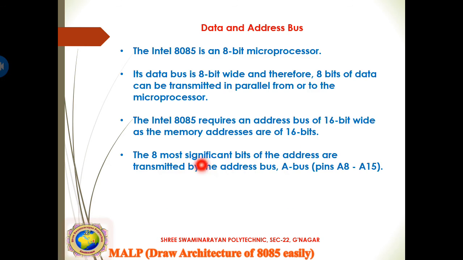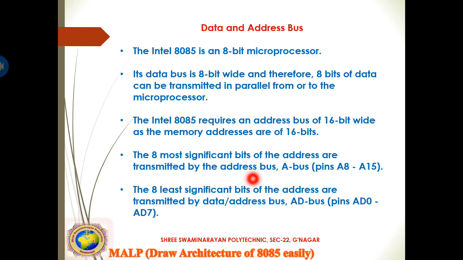And the 8 most significant bits of the address are transmitted by the address bus A8 to A15. એ already આપણે જોયું છે. અને લિસ્ટ સિગ્નિફિકન્ટ બીટ જે છે એ AD0 to AD7 જે આપણે જાણીએ છીએ.